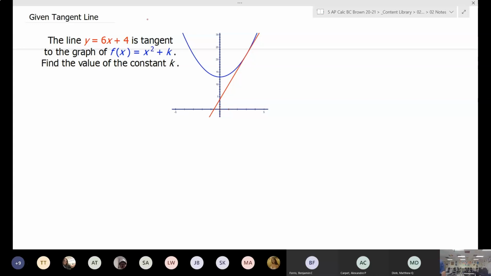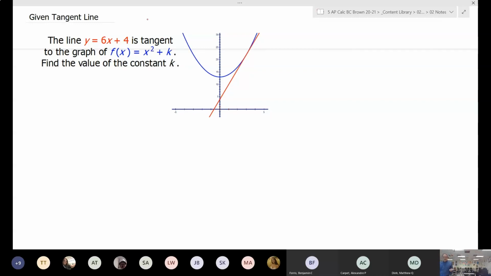So it tells you that the line y equals 6x plus 4 is tangent to the graph of f of x equals x squared plus k. So we have this unknown, in this case it's a constant, sometimes it's a coefficient, but some unknown number. And we want to find that number so that our graph is tangent to 6x plus 4. Now normally the graph would not be provided, so you can probably look at that graph and figure out what the answer is going to be. I put the graph on here mainly for the instruction of it.